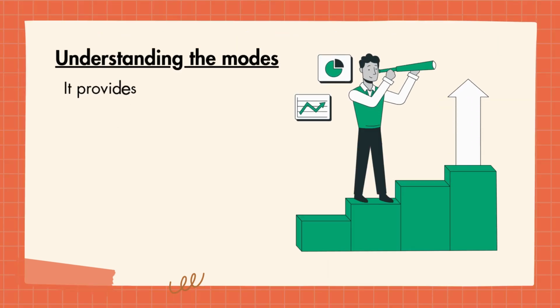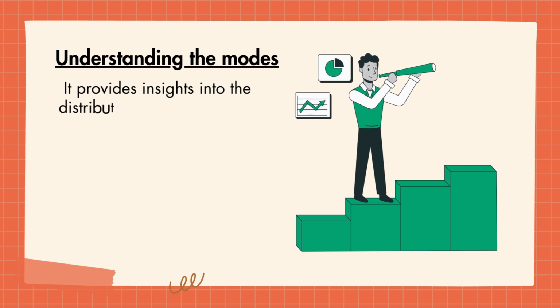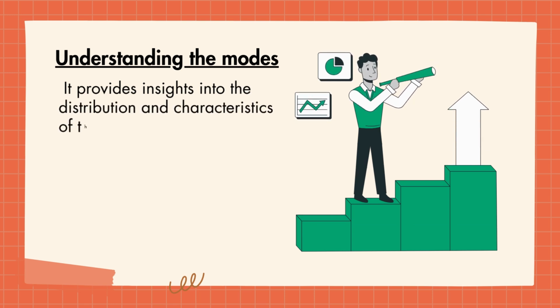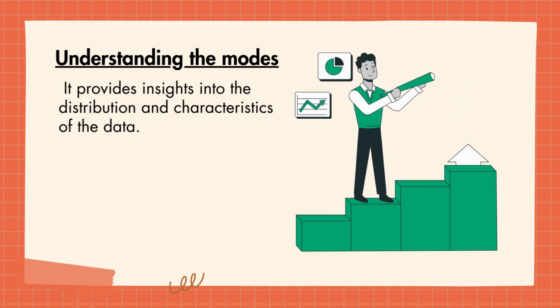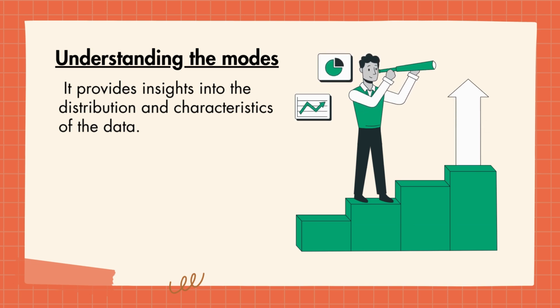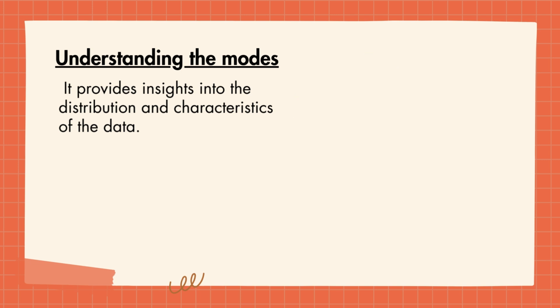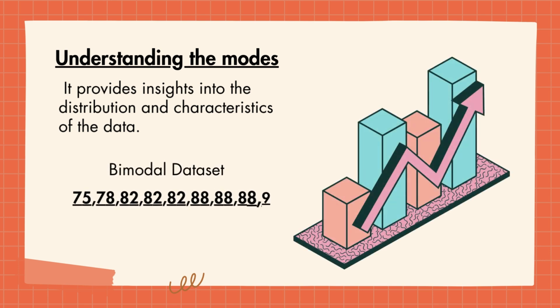Understanding the modes of a dataset is valuable because it provides insights into the distribution and characteristics of the data. A bimodal dataset has two distinct peaks or concentrations of values, indicating potential subgroups or patterns within the data. In summary, a bimodal dataset has two modes, and these modes are the values that occur most frequently. It's a useful concept in statistics for describing the central tendency of a dataset in a more detailed manner.